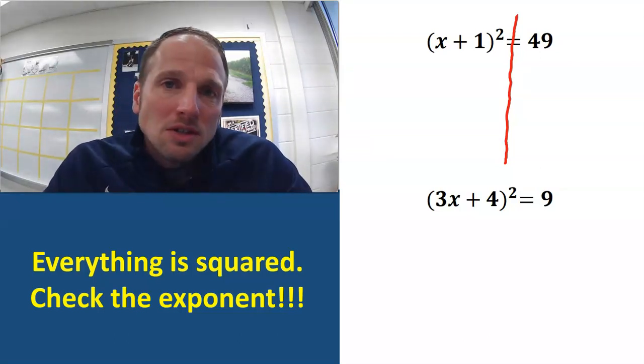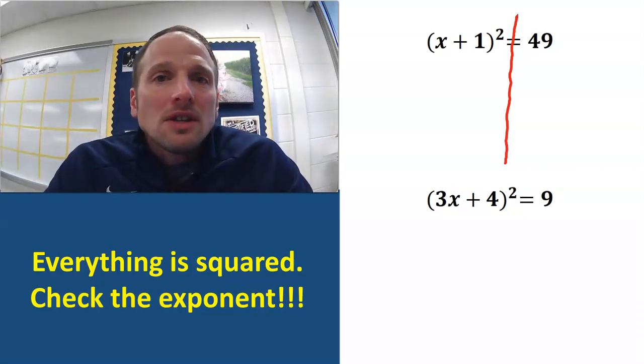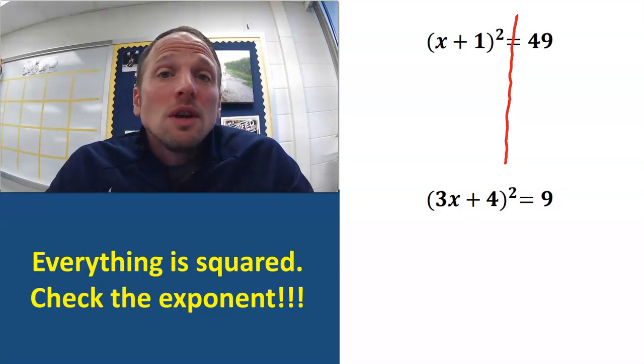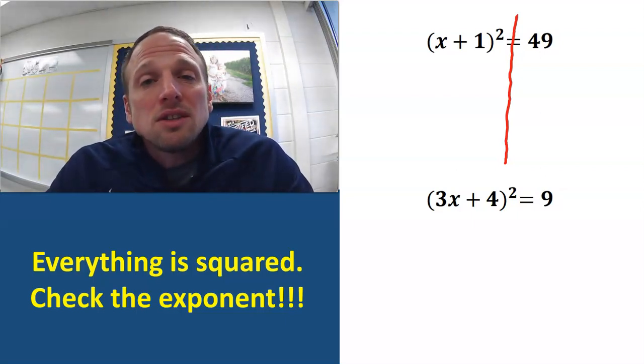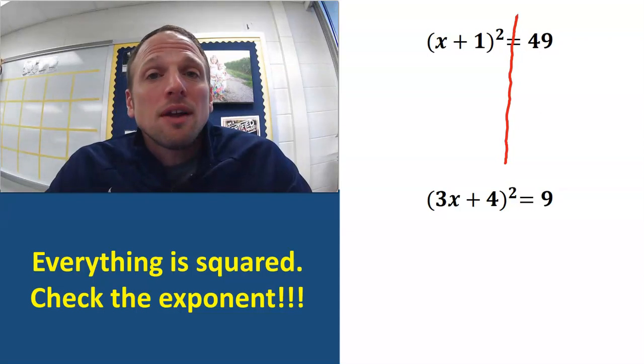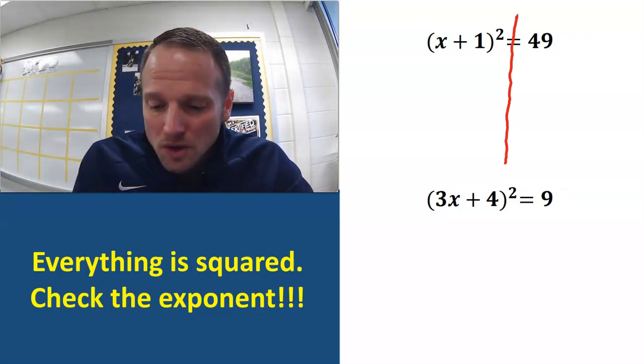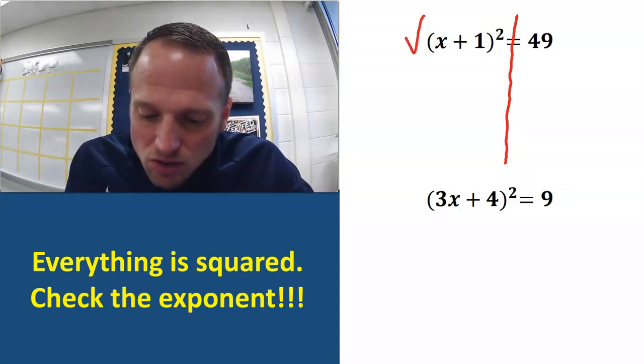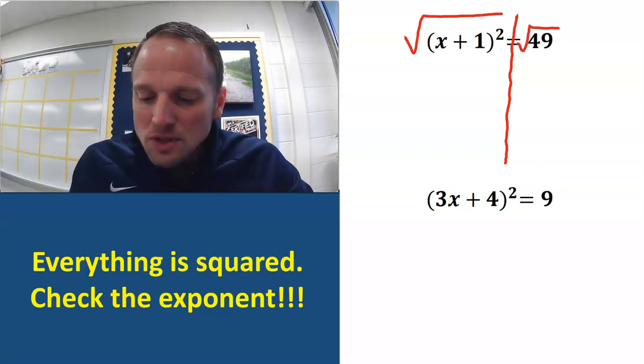So if it says plus 7, you have to subtract 7 from both sides. If it says 3 times x, we have to divide by 3 on both sides. And if it tells us to square something, we have to do the opposite. The opposite of square is square root, so we're going to take the square root of both sides.